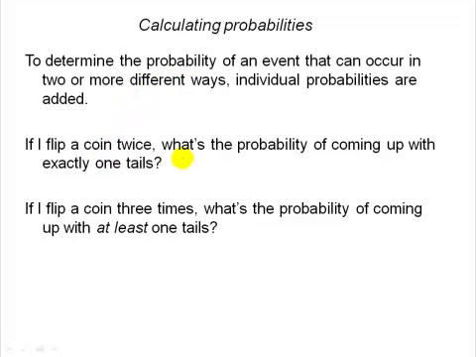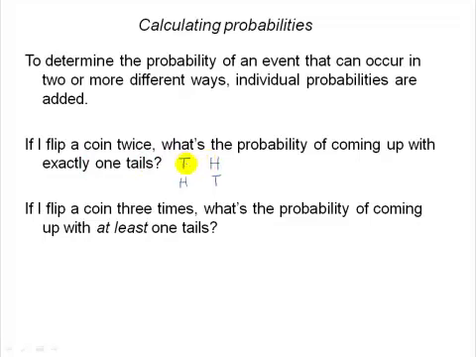So, for example, if I flip a coin twice, what's the probability of coming up with exactly 1 tails? So exactly 1 tails out of 2 coin flips. Well, we'd have to recognize that I could either get that tails outcome on the first coin flip and then a heads. That would satisfy what the question is asking for. Or I could flip and get a heads on the first try and then a tails on the second try. Either one of these outcomes would give me what the question specifies. I flipped a coin twice and I ended up with exactly 1 tails.